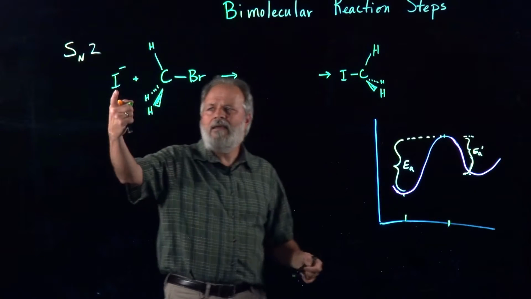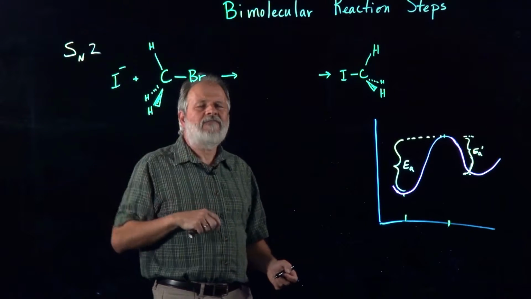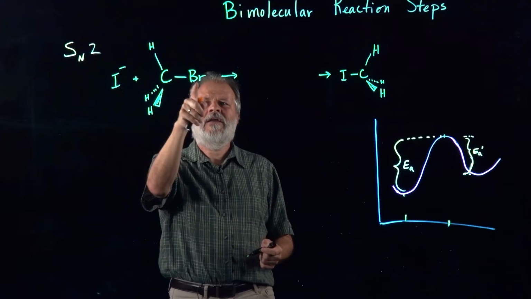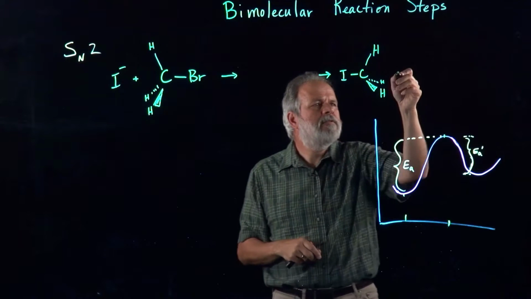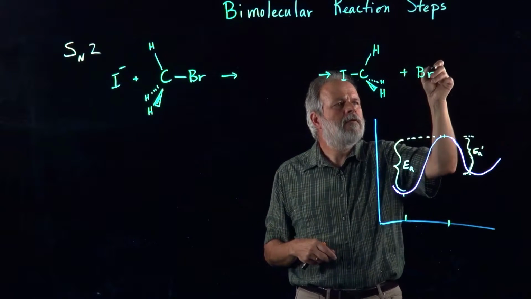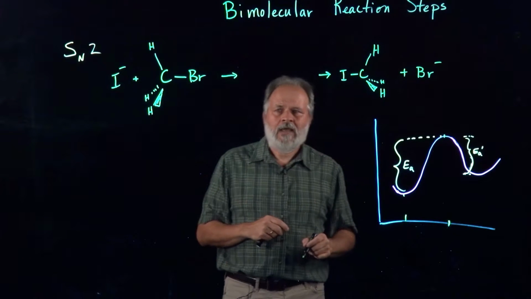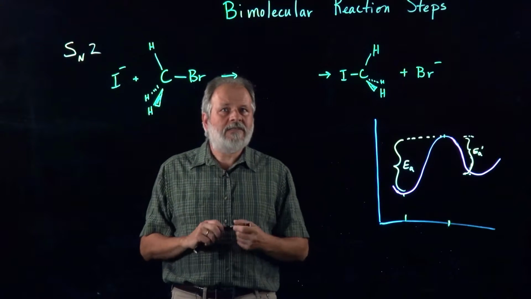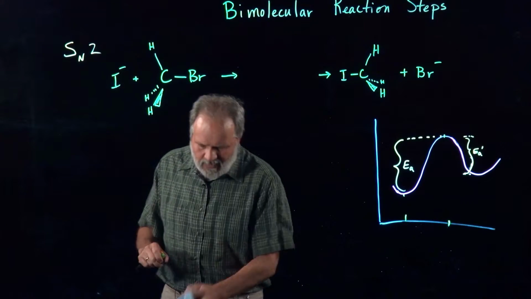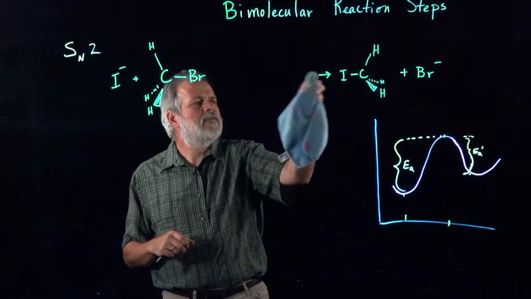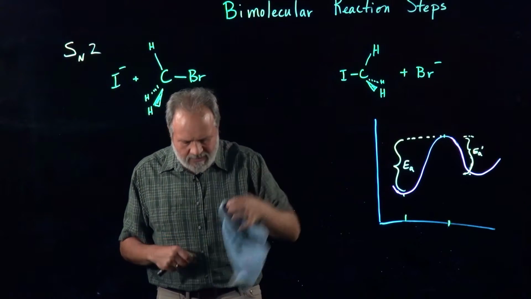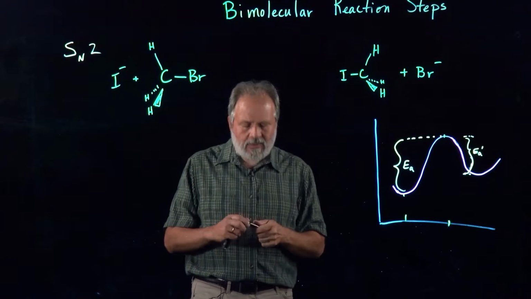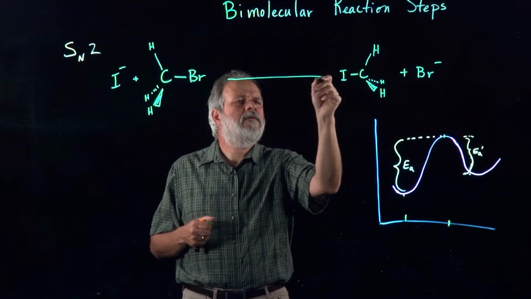Okay, so the iodide anion comes in and it forms a bond with the carbon. These hydrogens have to move out of the way. They move to the other side of the molecule, and the bromine gets knocked out. Okay, so this is one step, and so I'm going to more or less draw one arrow, but I'm actually going to draw the transition state, which is the geometry of the atoms, how they're arranged at the highest energy point.